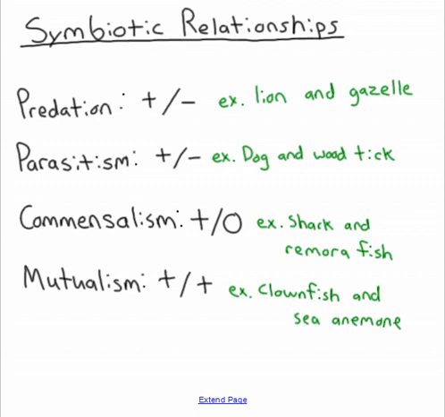And then the last and final one, mutualism, it is good for both organisms. So we have a plus plus relationship, so 2 positives. A good example here, clownfish and sea anemone. Clownfish cleans the sea anemone, and the sea anemone protects the clownfish with the poisonous tentacles.